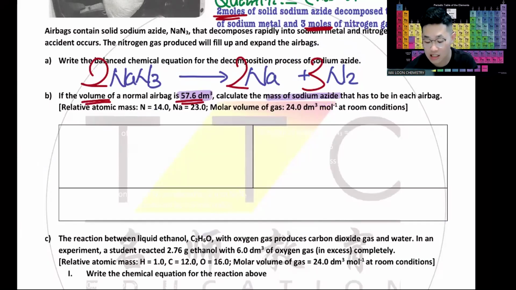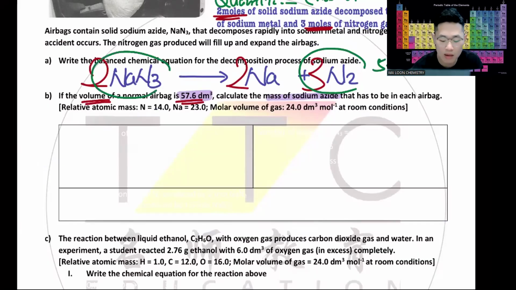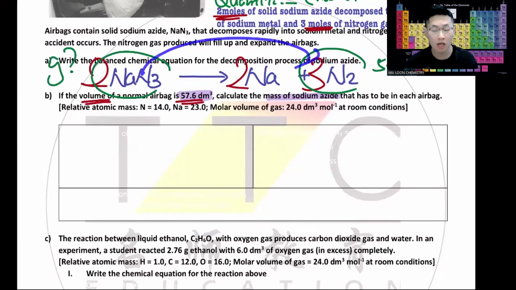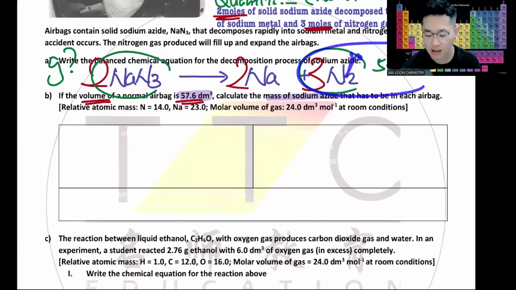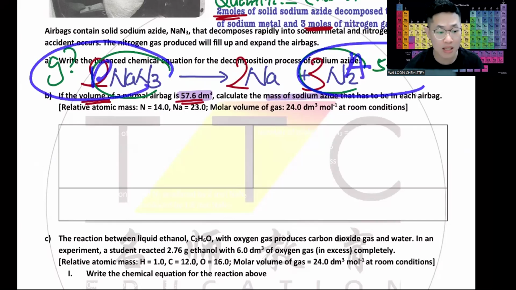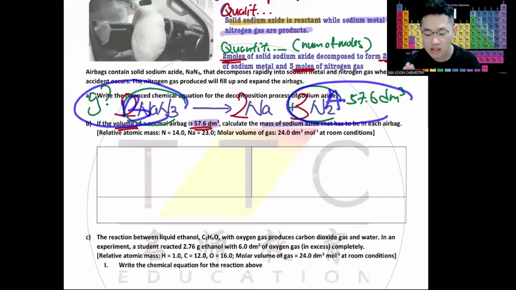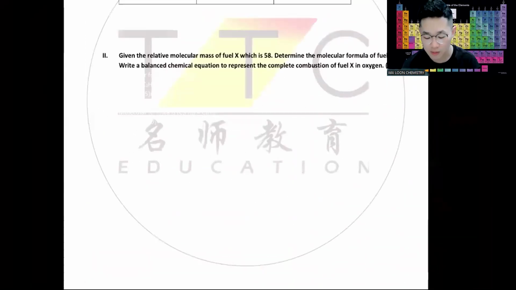So it is like they're asking you, hey, we need 57.6 dm3 of gas to fill up the airbag. So how many grams of this substance is needed to produce this amount of gas? Can you see? It involves 2 different substances. I gave you A, but I want you to find B. This is different from what we did just now.